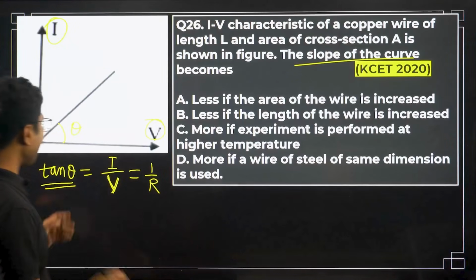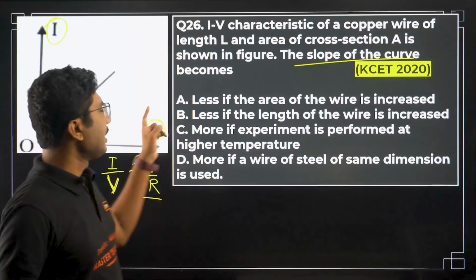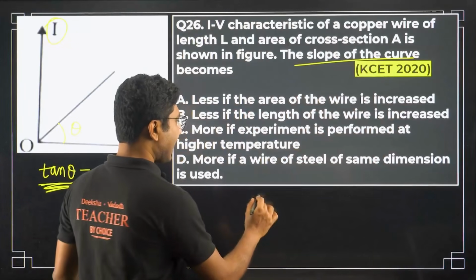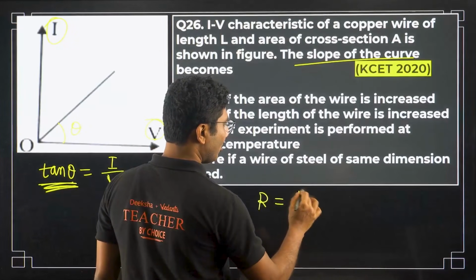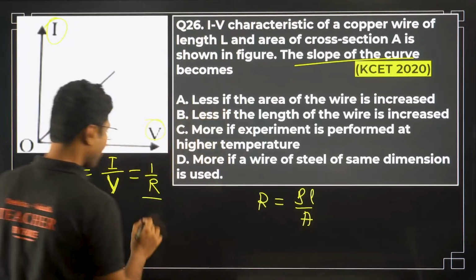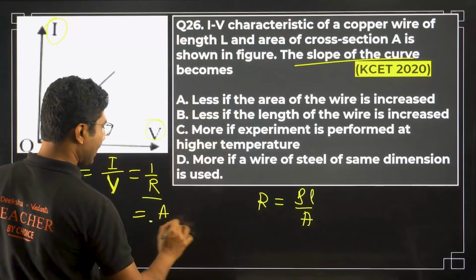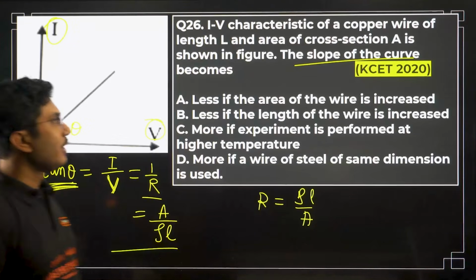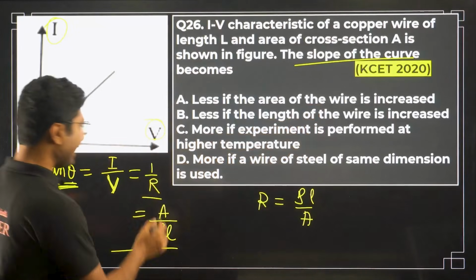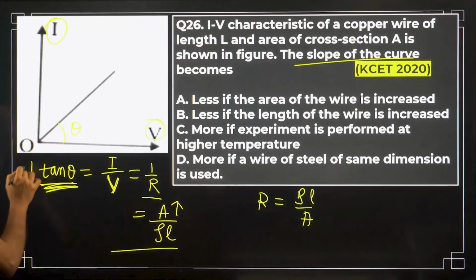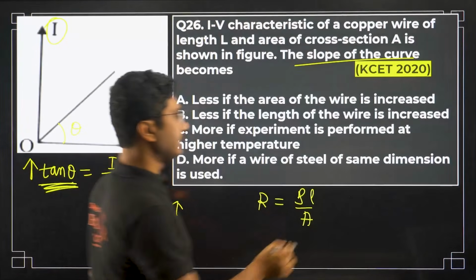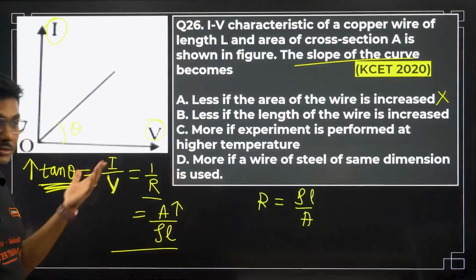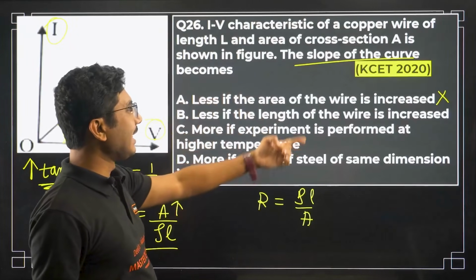Right? Now what will happen to the slope if the area of the wire is increased? If the area of the wire is increased, R equals rho L by A. So the slope will be A by rho L. So slope is basically exactly opposite of the resistance. So if you increase the area, the slope will also increase. The slope will also increase. So this is not the correct statement. If you increase the area, slope will also increase.